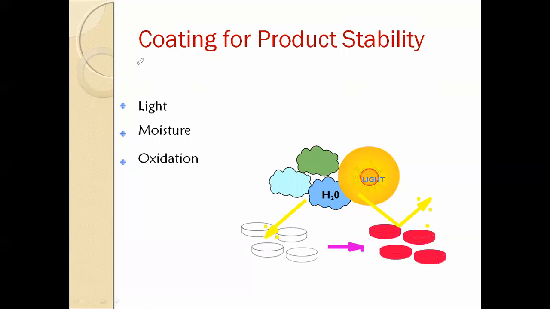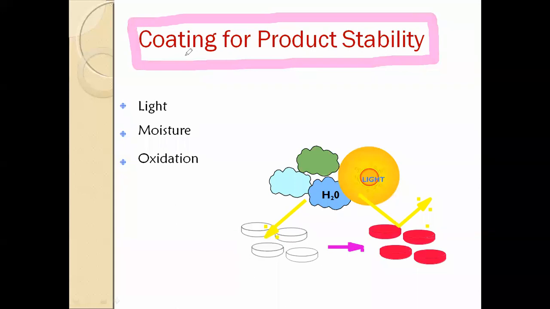Then, as in the earlier points on why we go for coating, as I told you, one of the basic reasons is to give protection and also to give more stability to your core. So we can protect the tablet from light, moisture, and oxidation, as these are some of the catalysts which can lead to the degradation of your product. So when you apply a coat, it will give you protection against light, moisture, and oxidation.